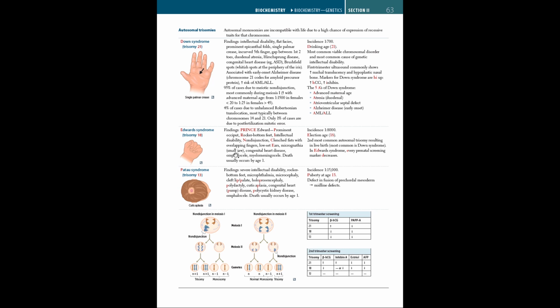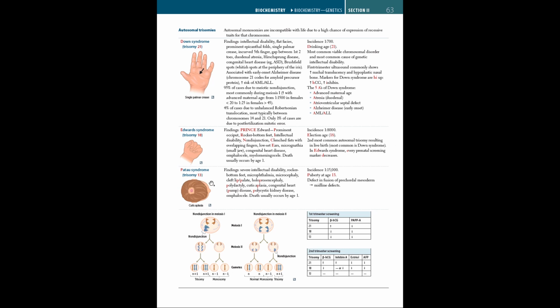micrognathia or small jaw, congenital heart diseases, omphalocele, or myelomeningocele. Now, death occurs usually by age 1, unfortunately. Now, the incidence is 1 out of 8,000, and to help remember why Edwards syndrome is trisomy 18, election age is also 18. Now, this is the second most common autosomal trisomy resulting in live birth. The most common, again, is Down syndrome.